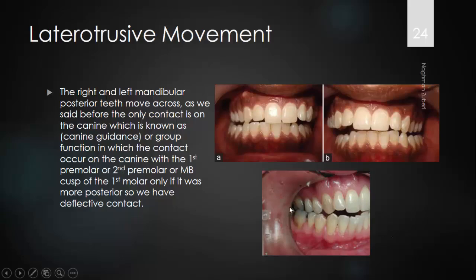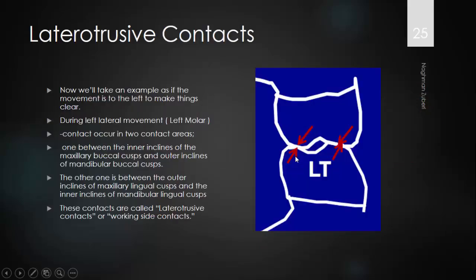Here we can see a left molar. We are just taking this example in left laterotrusive movement. So the left side in this case is the working side. What is happening on the left molar? There will be contact in two contact areas. One between the inner inclines of the maxillary facial, this is the facial side, this is the lingual side.